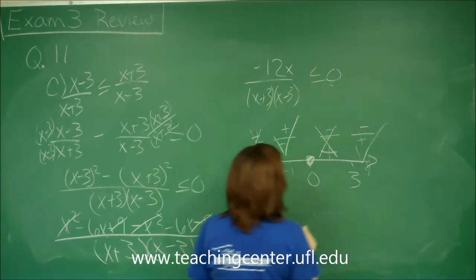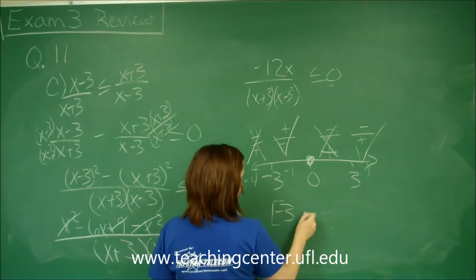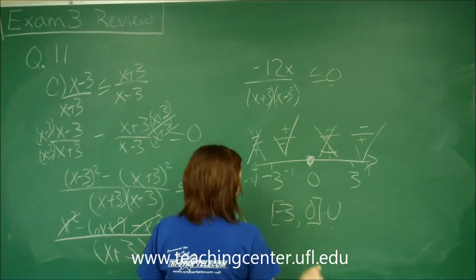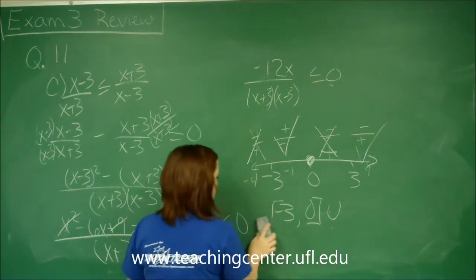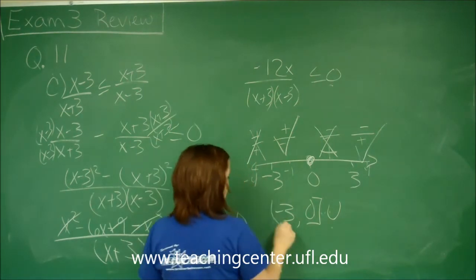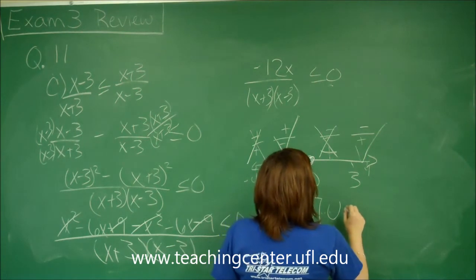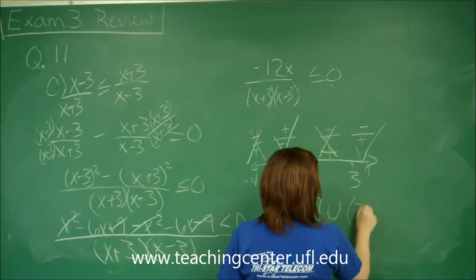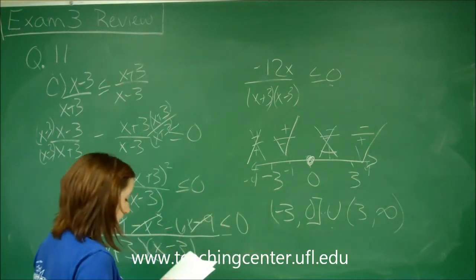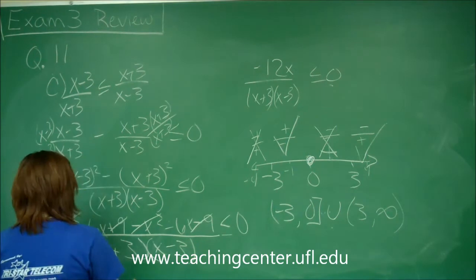So then our interval is from negative 3 to 0, union, and that negative 3 actually has a parentheses because it's what makes our function undefined. So it's parentheses negative 3 to 0, union with 3 to positive infinity. So that is part C, and then we have one more for this. I know it's a really long problem.